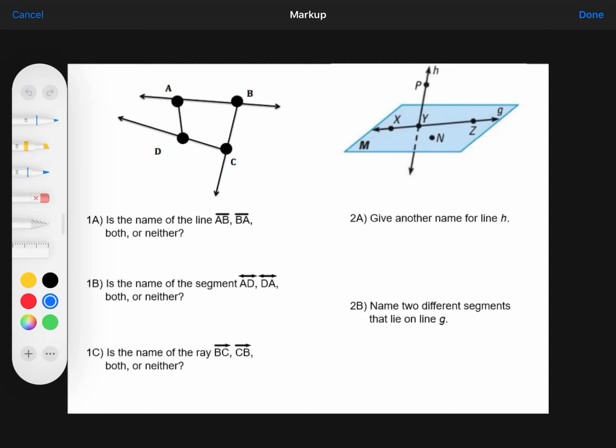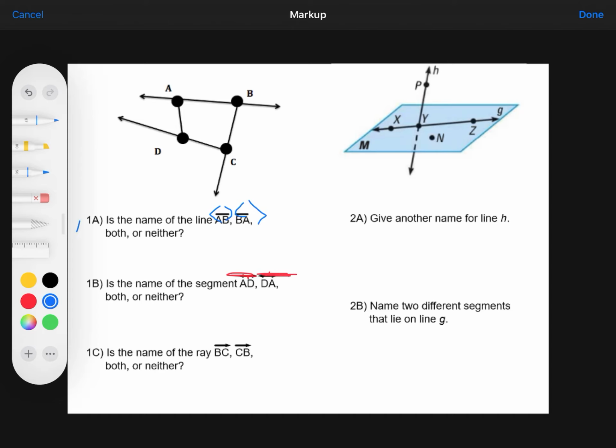So is the name of the line, and excuse me, my notes are wrong. So right away I need to edit my notes. This should have arrows. It should be arrow AB, arrow BA. My notes are wrong. It should be segment. And these ones are fine. All right. Actually, there's a reason why I'm going to erase those and put those as red bars instead of blue bars.